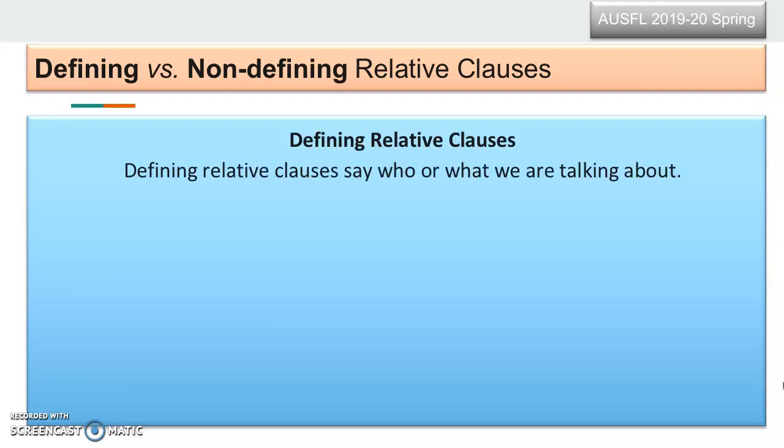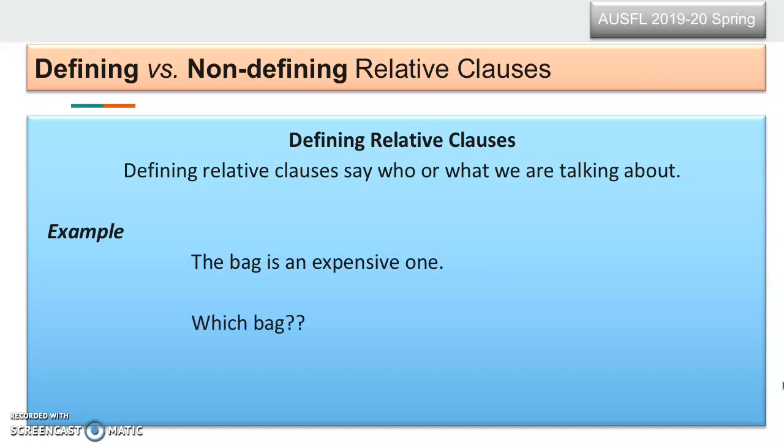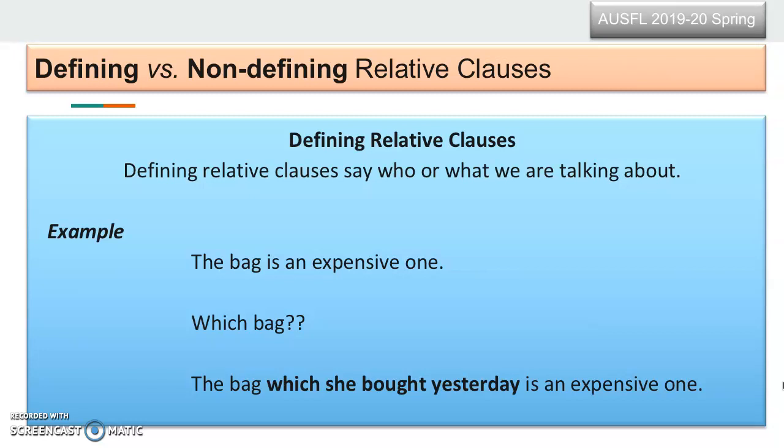Defining relative clauses say who or what we are talking about. In other words, we need defining relative clauses to make the meaning clear. Here is an example. When you hear or read this sentence, you may ask, which or what bag? By using a relative clause, we make the meaning clear. The bag which she bought yesterday.